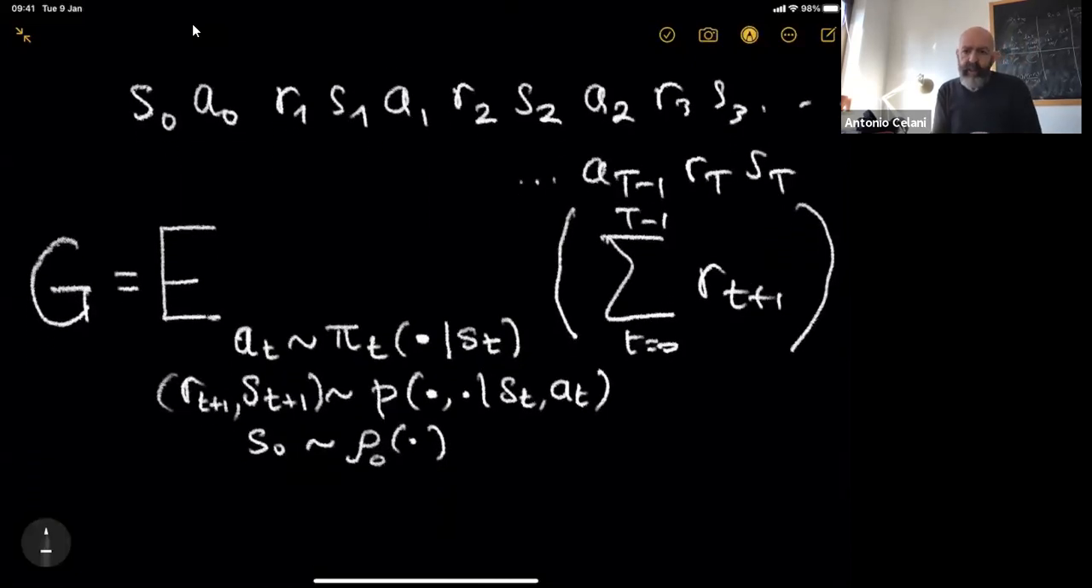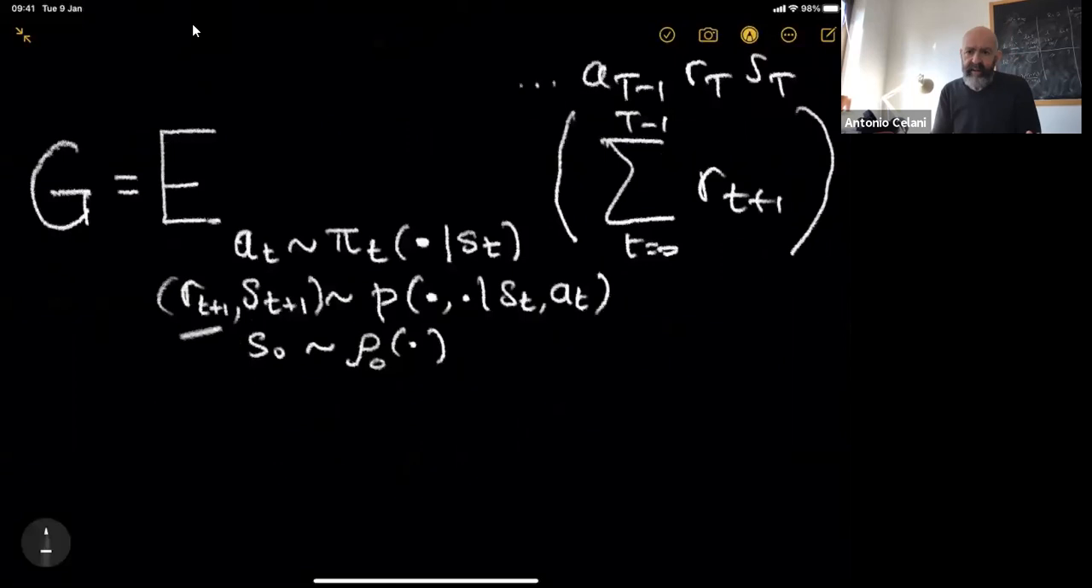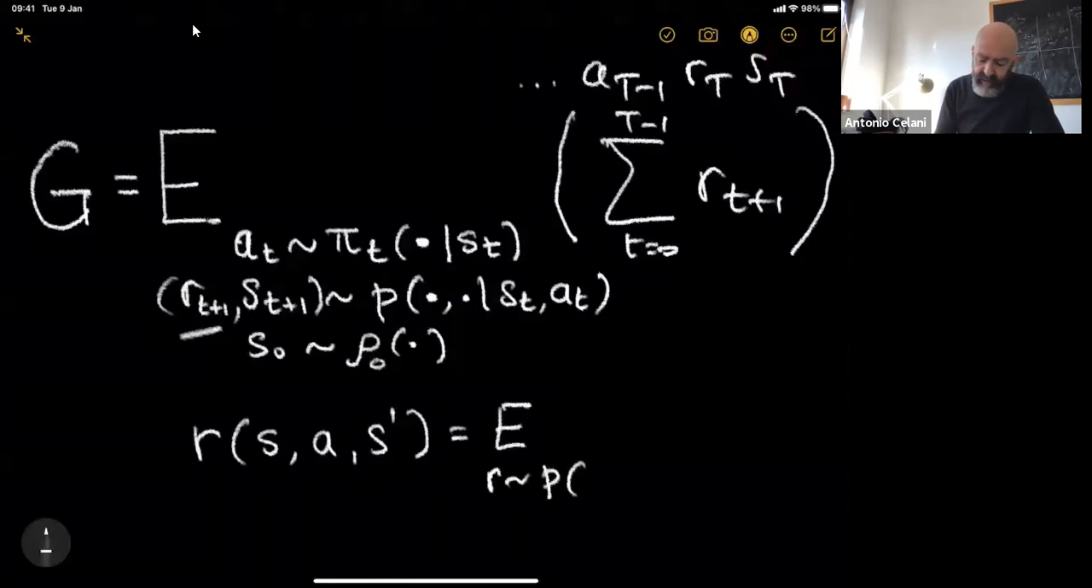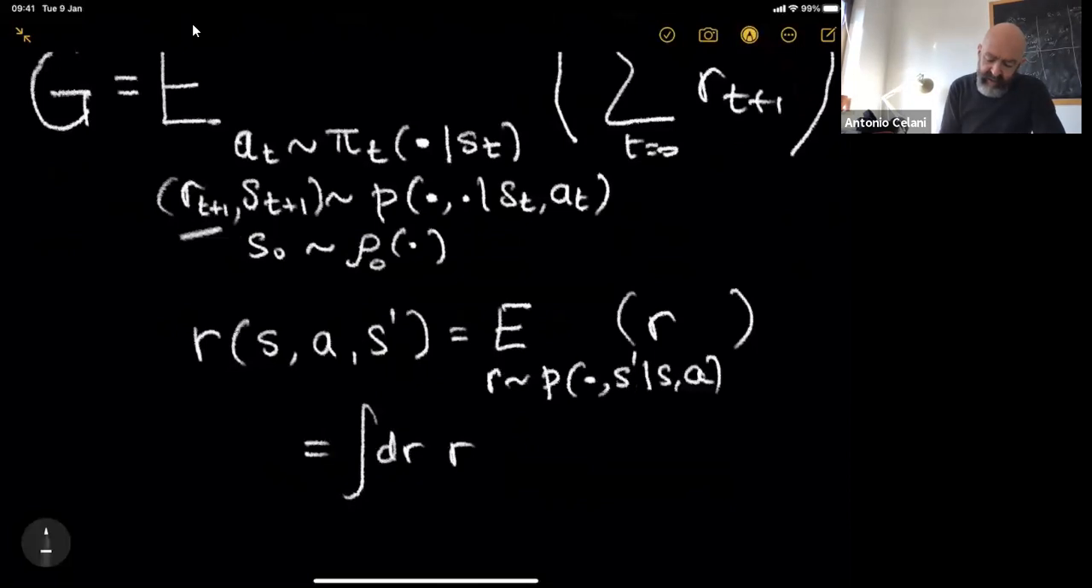When we take these expectation values, one thing that we can do at the beginning is, first of all, take the averages with respect to the distribution of rewards themselves, leaving all the other things as they are. So we take the average with respect to this first and define another object, slightly abusive in notation. We define the reward for a state, action and new state S prime as the expectation value, where R is picked according to the distribution of R given S prime, S, A, of R. Even more explicitly, this is the integral over R of R times p of R, S prime given S, A.